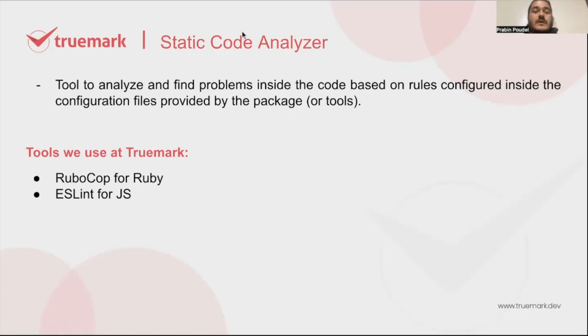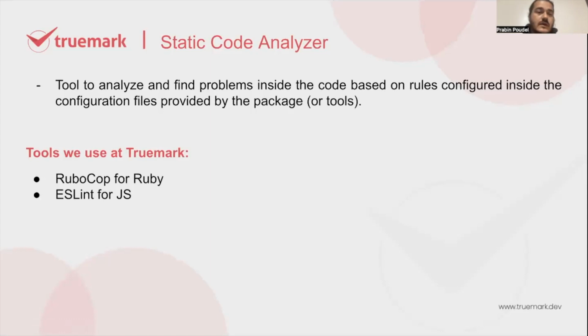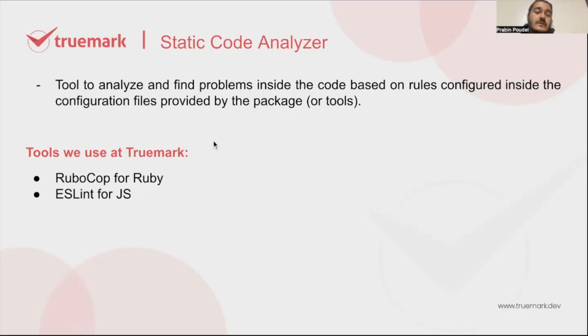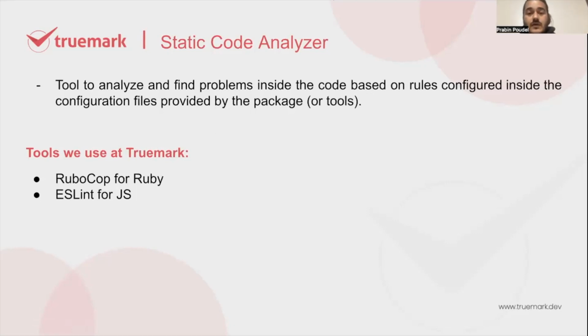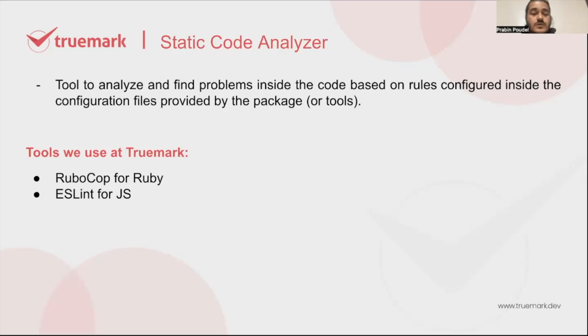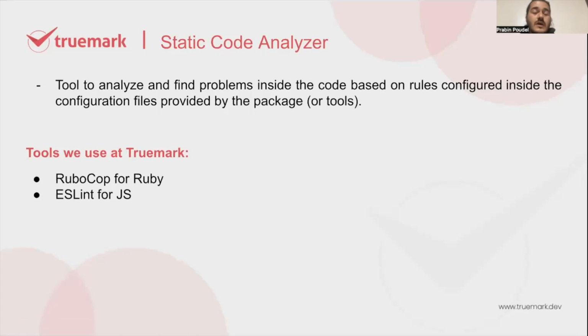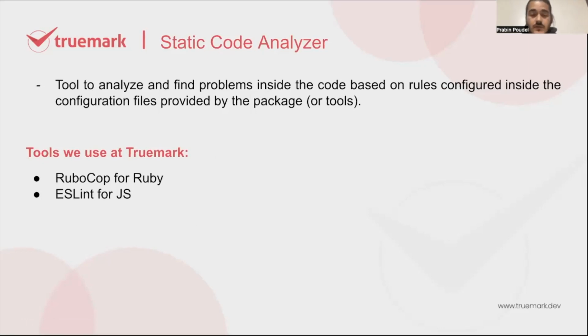Let's talk about static code analyzers. A static code analyzer is a tool that analyzes code and reports problems inside the code based on rules configured inside the configuration files provided by the package or tool. For example, Rubocop and ESLint provide a configuration file where we can add various rules to maintain coding standards and best practices in a particular project. The tools we are using at truemark are Rubocop for Ruby and ESLint for JS, and all the slides that are coming will be focused on either Rubocop or ESLint, but mainly Rubocop.